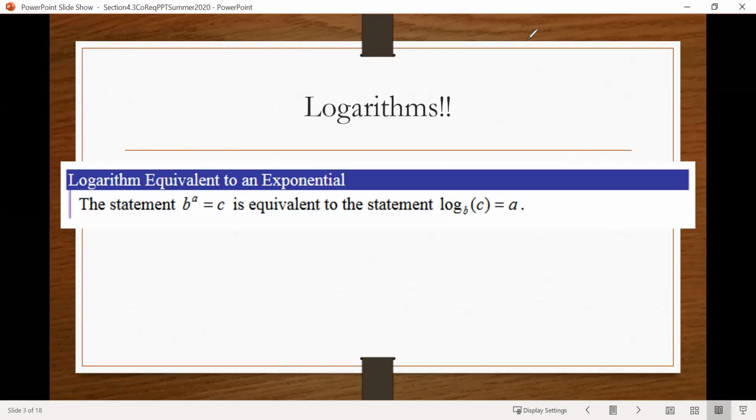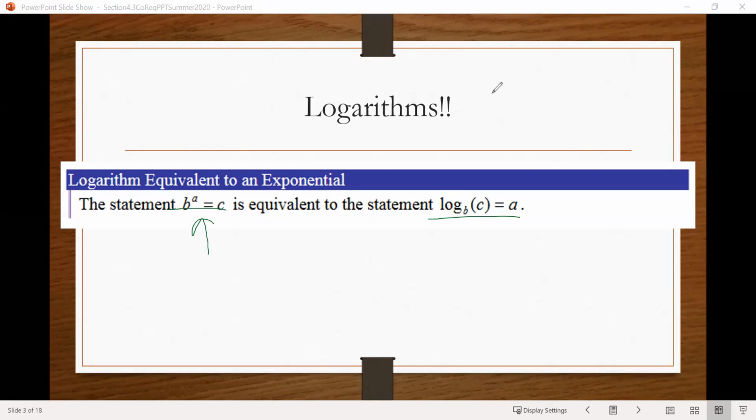So we're given here in this definition, the statement b to the a equals c is equivalent to log base b of c equals a, and that's how that's said. Log base b of c equals a. So what is this saying? Well, let's add some numbers in here.